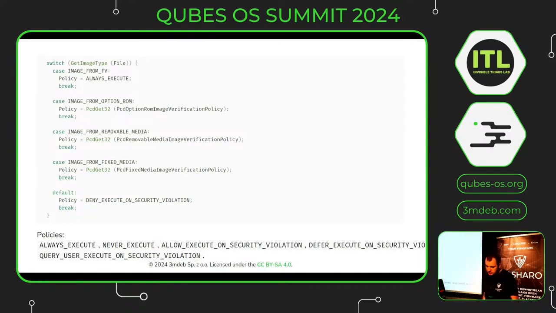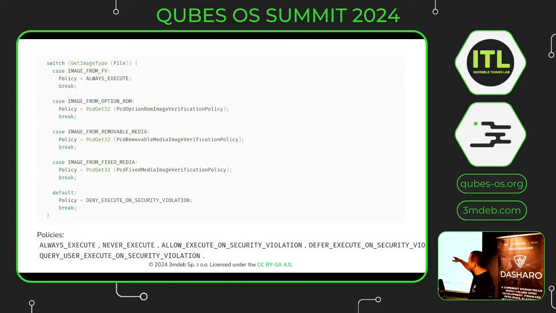This is a piece of code doing the policy check based on the image type which is executed. On the top you can see that if the image is from a firmware volume, always execute. So there is no check, nothing is checked. Essentially, if a piece of executable image comes from the firmware volume, it is immediately executed without any signature checks.